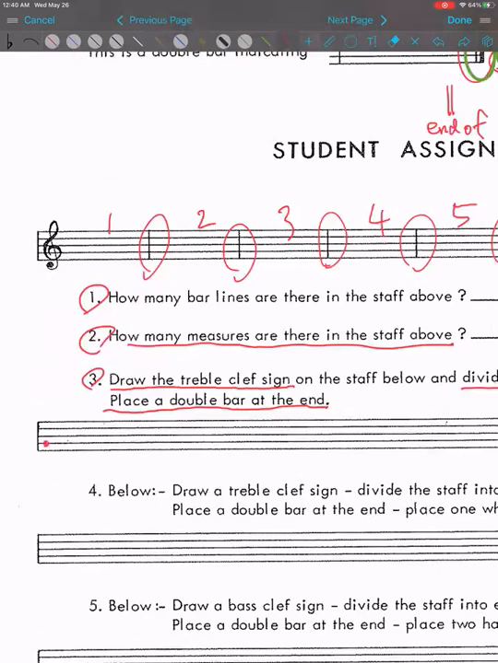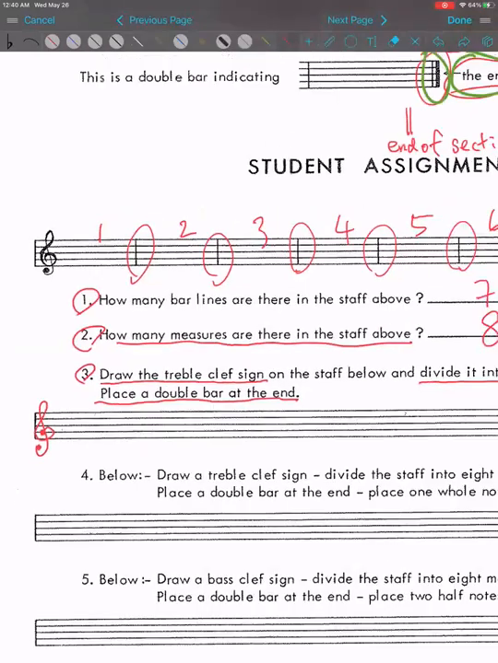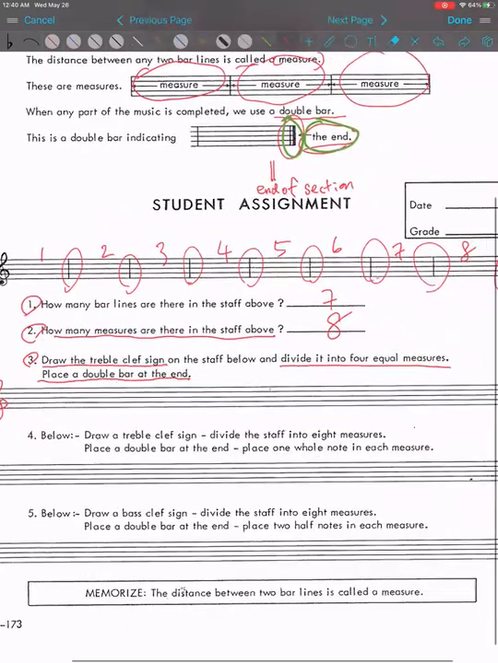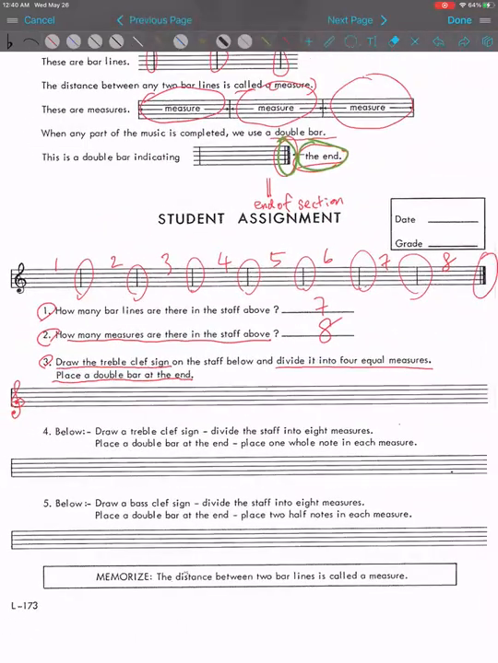We already did that before. Make sure you draw better and better. Now divide it into 4 equal measures. So the usual way that looks beautiful is you cut a measure line in the middle, a bar line in the middle, and then you divide the other 2 spaces, which is becoming 4 measures. So, and then place a double bar at the end.